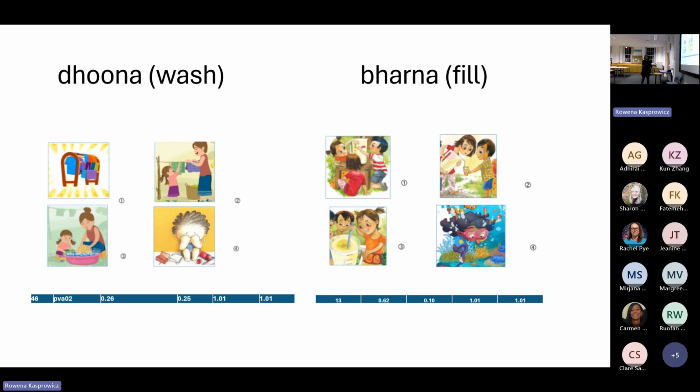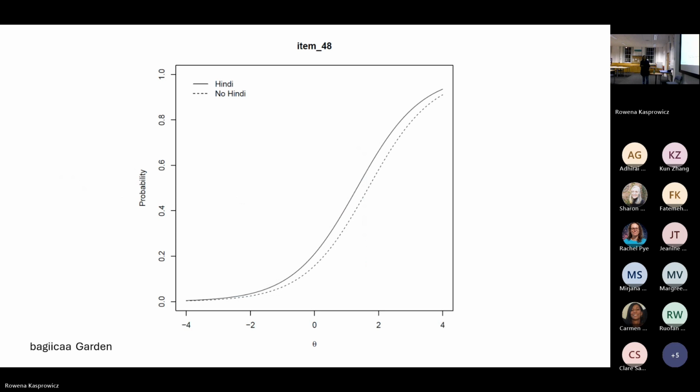And these are the kind of verbs that we'd used. One is to wash, and the other is to fill. All pictures in this test are from the Creative Commons, from children's books that are in the Creative Commons. Ideally, we'd like to see differential item functioning by some parameter of language background.